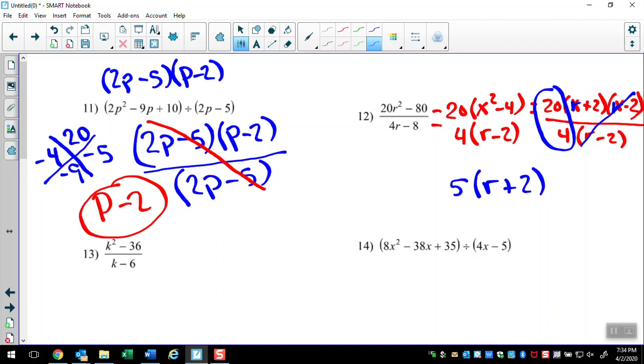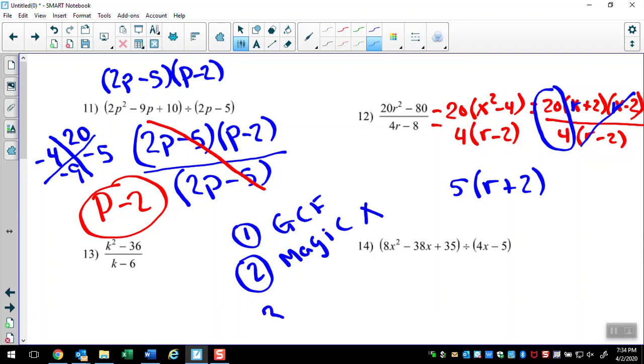So number 13 is another difference of perfect squares. K squared is a perfect square, 36 is a perfect square. So you don't have to do the magic X in the box if you don't want to, although you can. So again, remember your steps to factoring. 1, look for a GCF. 2, if it's not a difference of perfect squares, you do your magic X, and then your box. Okay?